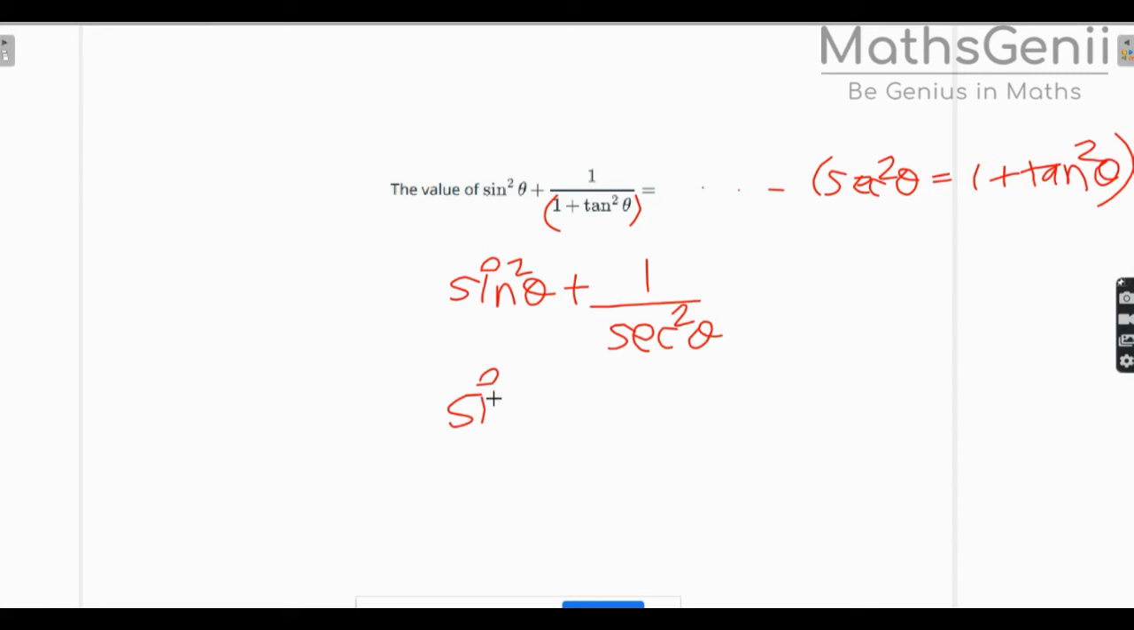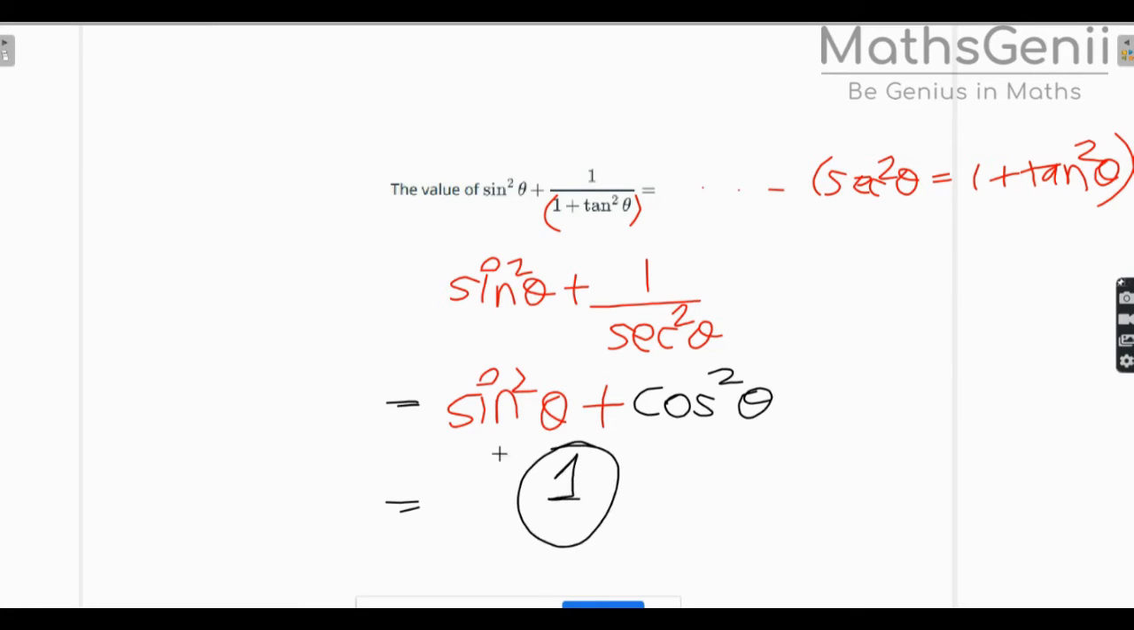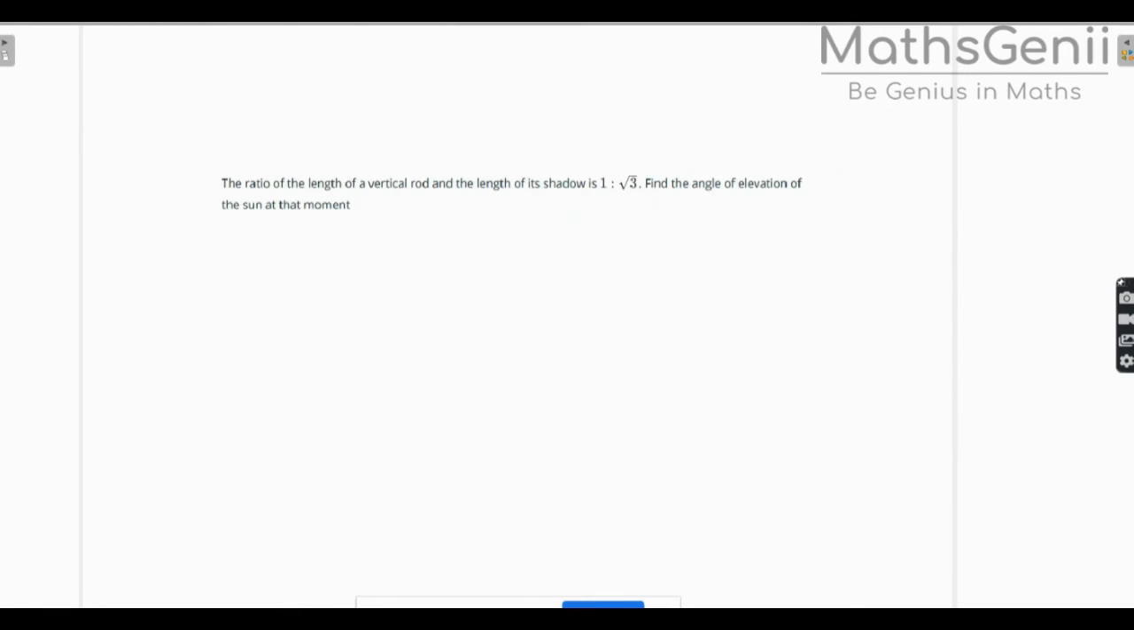Okay. Sine square theta as it is. In the last question we did, what is 1 upon sec square? It is cos square. 1 upon sec is cos. And this is also a formula. Sine square theta plus cos square theta is 1. This formula also we all know. Moving on to the next question.